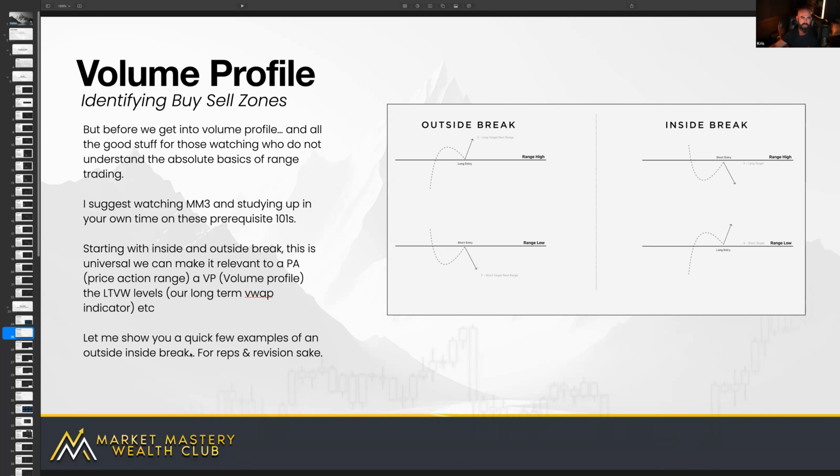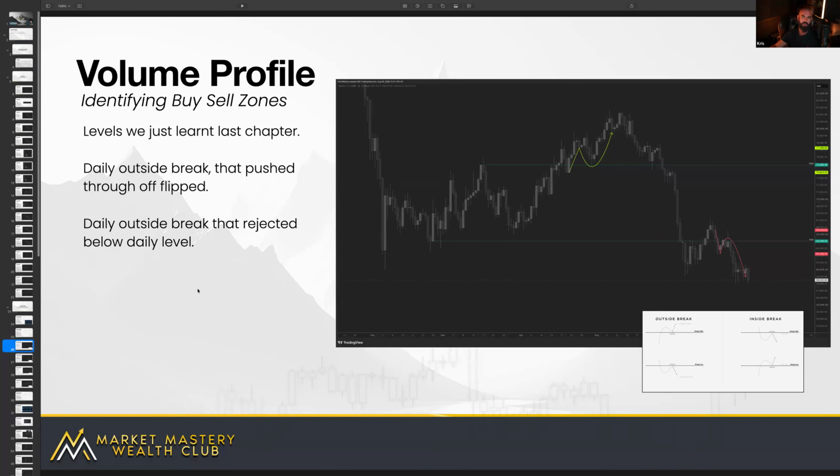So let me show you a quick few examples for argument's sake, just to get the reps in and for revision. You should have these diagrams. If not, I'll give them to you, okay? Levels we just learned last chapter. So daily outside break that pushed through and often flipped. So we had a daily level up here. We put some time and space in. This is an outside break, and we pushed higher. Now, obviously, there's more levels. There's a trade in here, guys, okay? So that's my point.